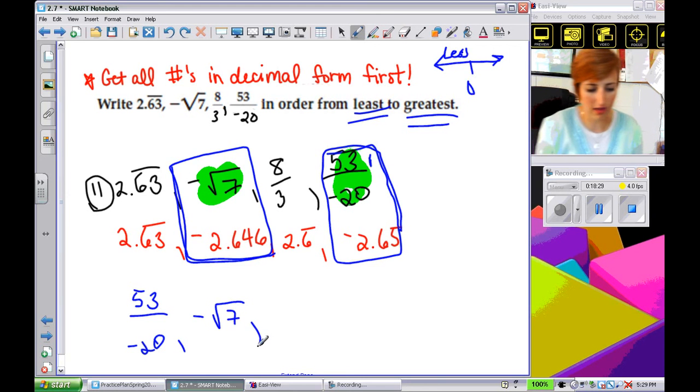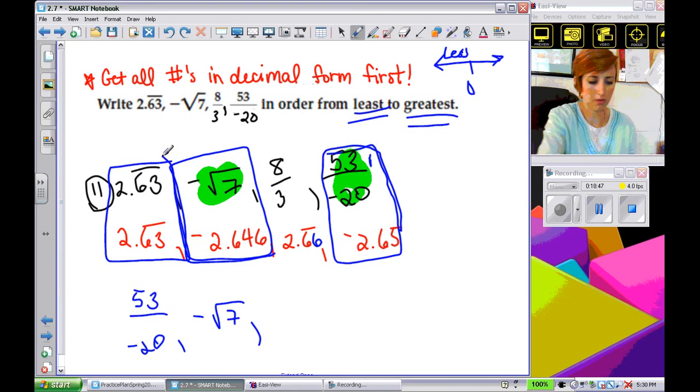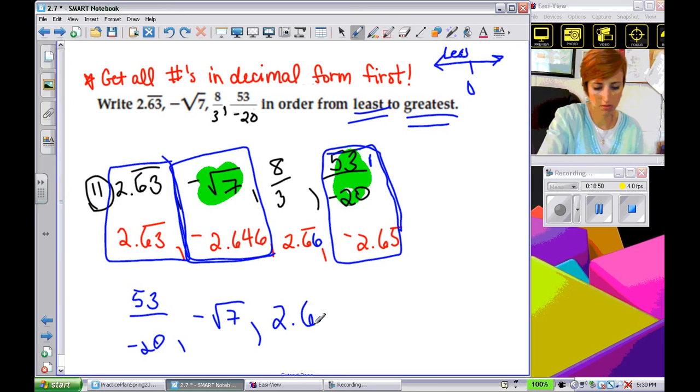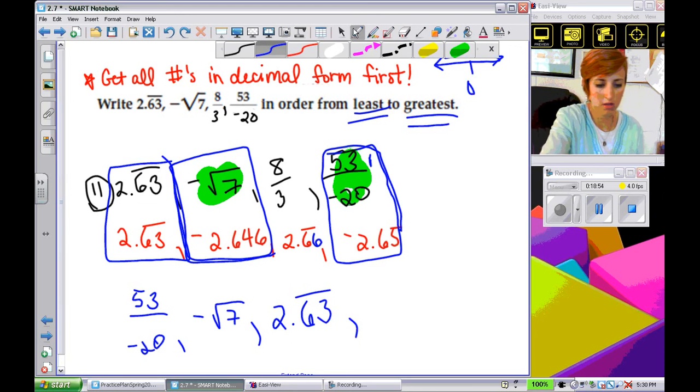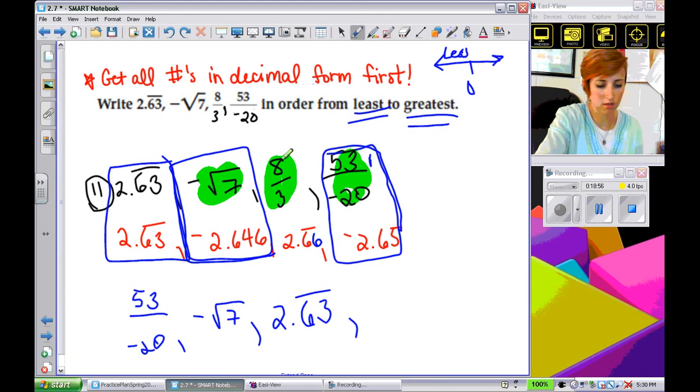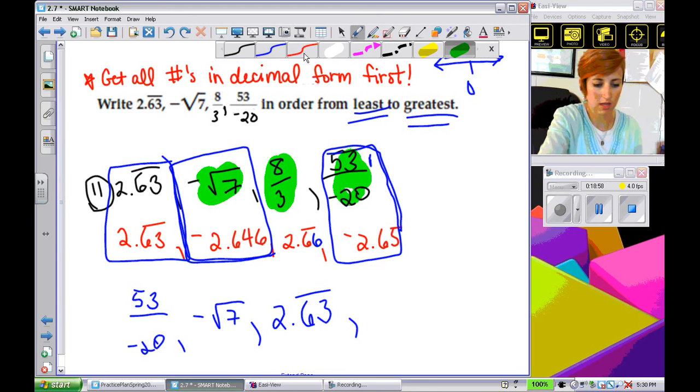All right, then I have 2.63 repeating and 2.6, which means the number after this one's another 6. So which one of these would be my smaller number to put next? And it would be my 2.63 repeating. And my greatest one and my original here is 8 over 3, and it is my biggest number.